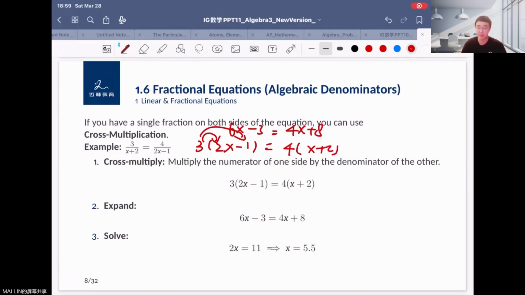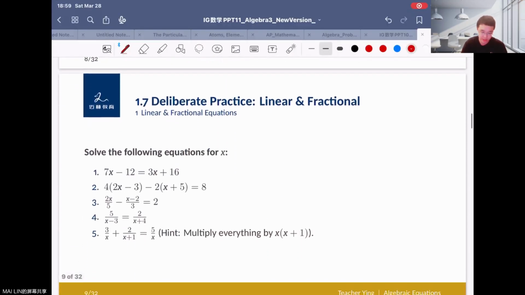Okay, that is for this. And then you can just move the algebraic equation into one side. So first you can move 4x to the left side, so it's 2x. And -3 on the right side makes 11, so x equals 11 over 2, or 5.5, okay? That is for these equations.